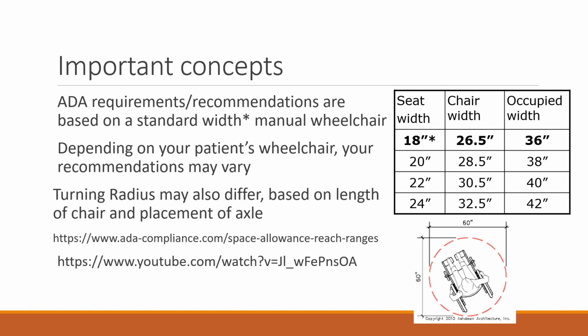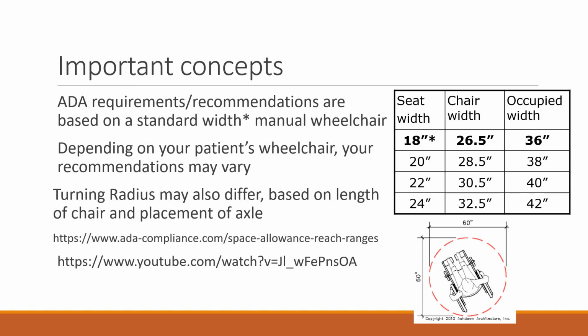Over in the top right hand corner, you'll see a chart with seat width, chair width, and occupied width. The seat width is literally from side to side of the seat cushion. The chair width is including the seat cushion plus the wheels, and then the occupied width is including the seat cushion, the wheels, and the patient's arms in order to propel the wheelchair.